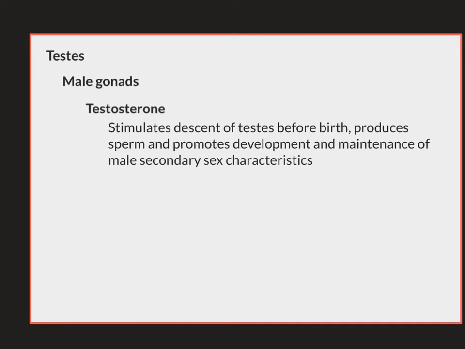The testes also secrete inhibin. Inhibin is going to inhibit the secretion of FSH from the anterior pituitary. Again, these hormones will be discussed in more detail when we get to the reproductive system chapter.